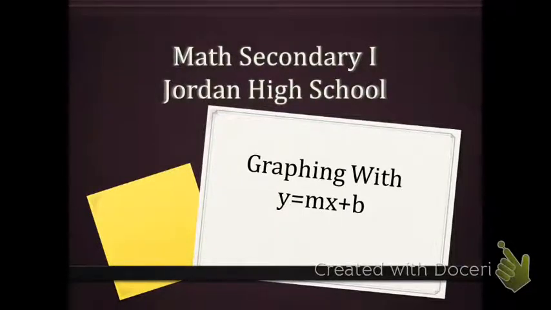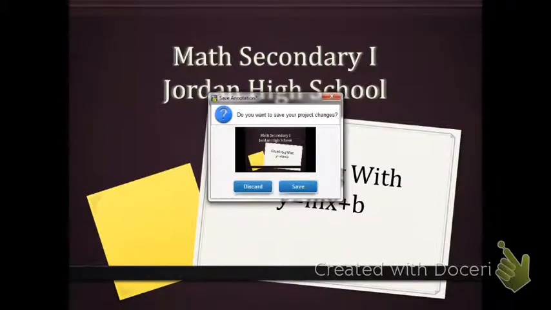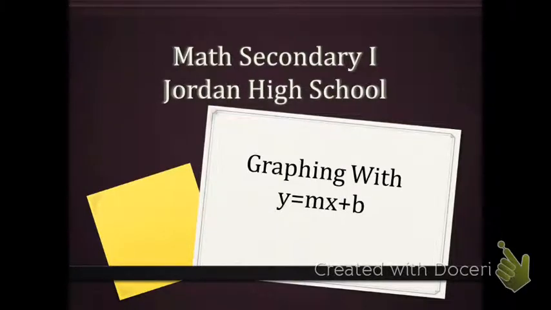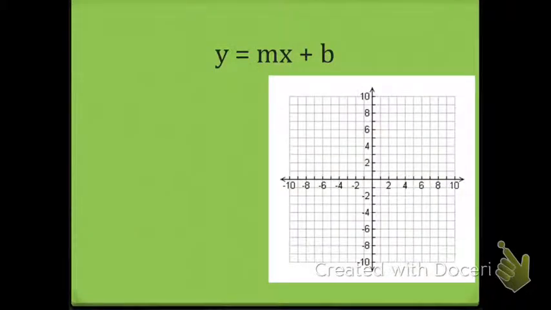This is the recording for Math Secondary 1, Graphing with y equals mx plus b. This is a review from your junior high times, and so technically, of course, you should already know this, but we're just reviewing. If you remember, y equals mx plus b is the pattern for graphing linear equations, which means we will always make a line. So linear has the word line in it, and yours will always look like a line.